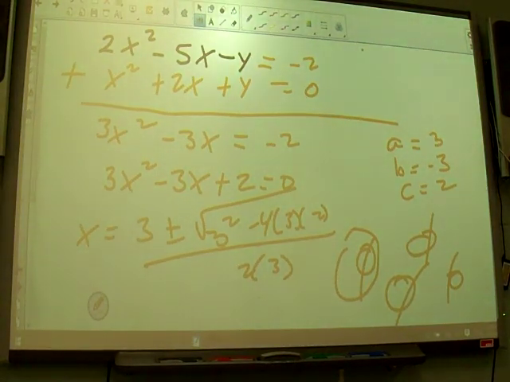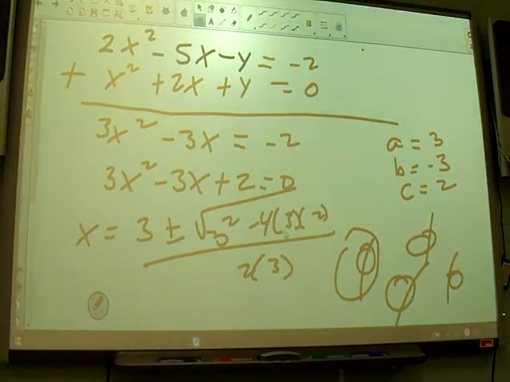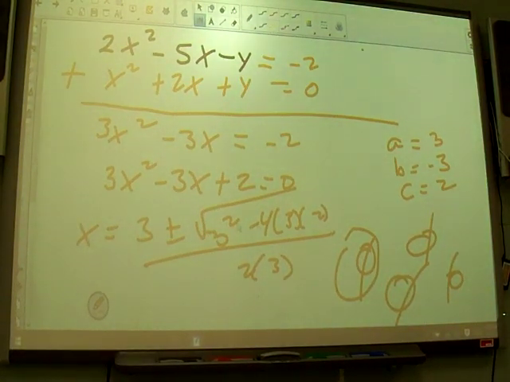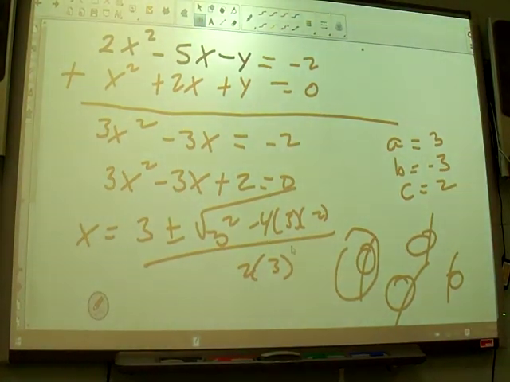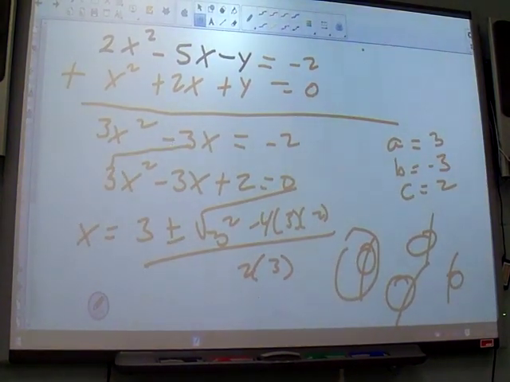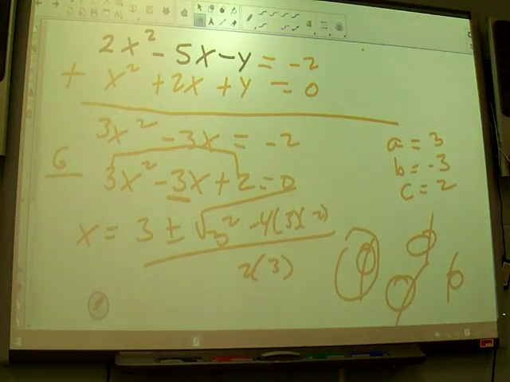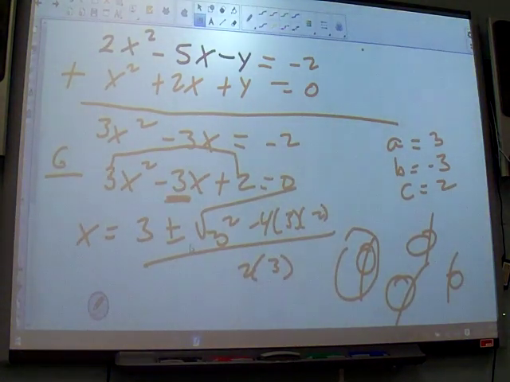Well, actually, this would be 9 minus 4 times 3 is 12 times 2 is 24. So 9 minus 24 gives you negative. Well, this one's actually not factorable. If you tried that, 3 times 2 is 6. What multiplies to make 6 but adds to make negative 3? It's not anything.